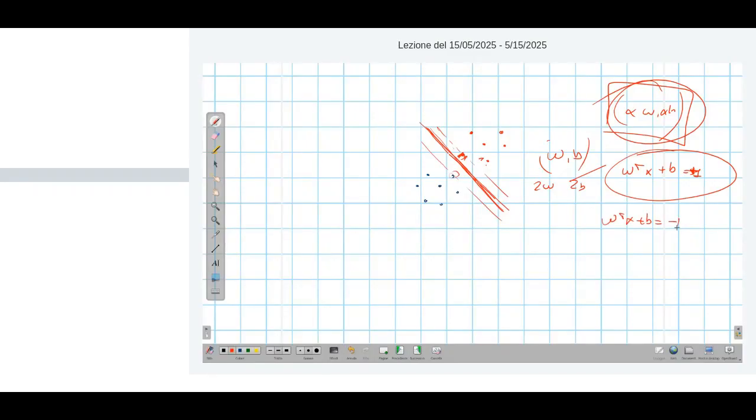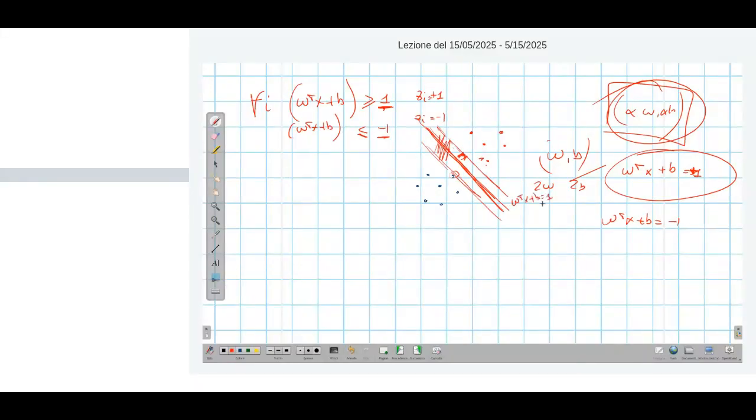And in any case, what does it mean? That for all the points, W transpose X plus B will be what? Will be greater than or equal to 1 if the class is plus 1, and will be lower than or equal to minus 1 if the class is minus 1. If I want the closest point to have a score of plus 1 if it's red or minus 1 if it's blue, it means that all the other red points will have a score that is at least 1 if they are red, and at most minus 1 if they are blue.